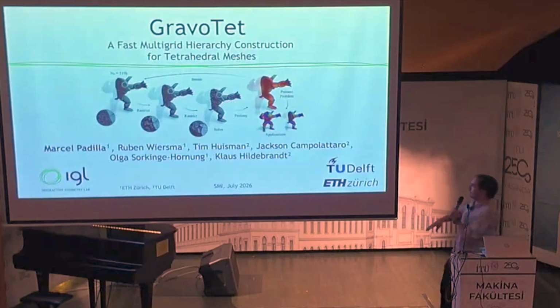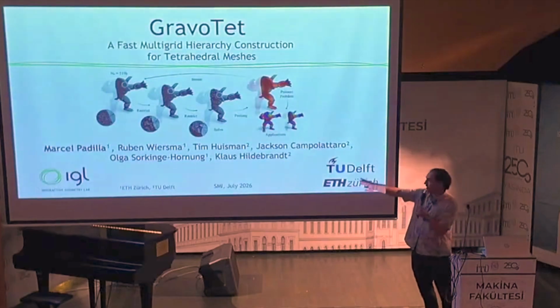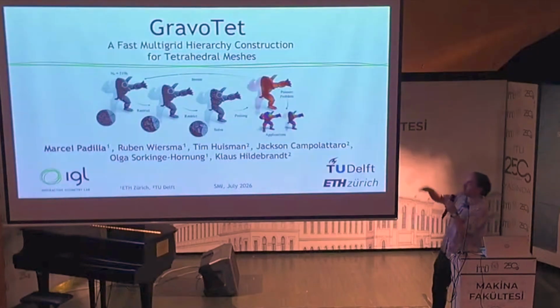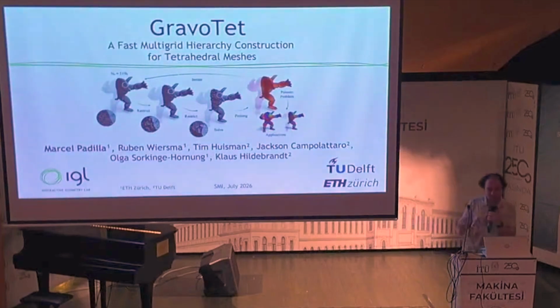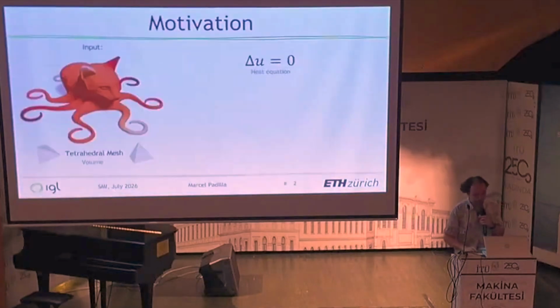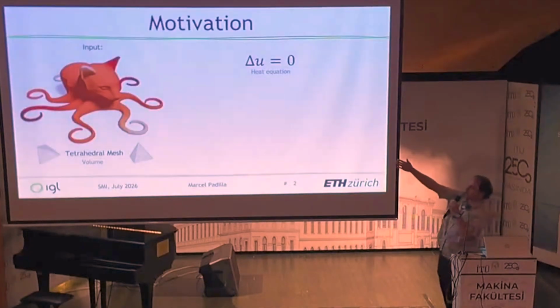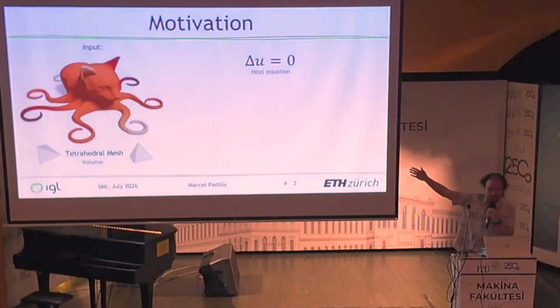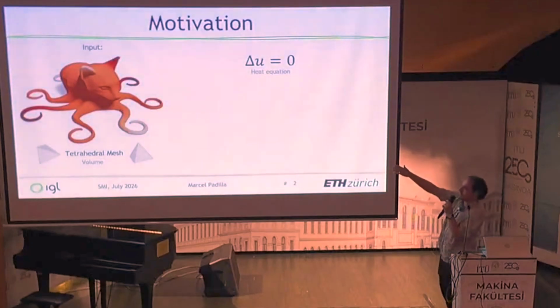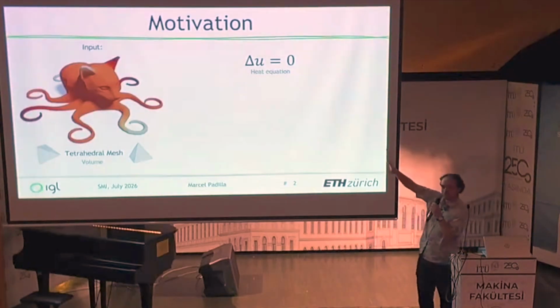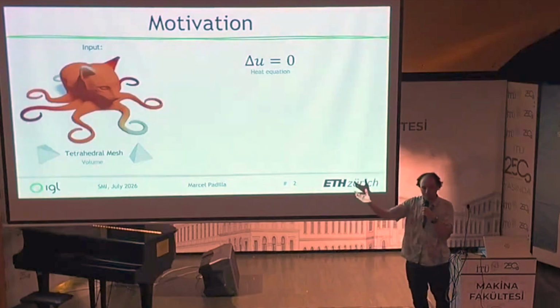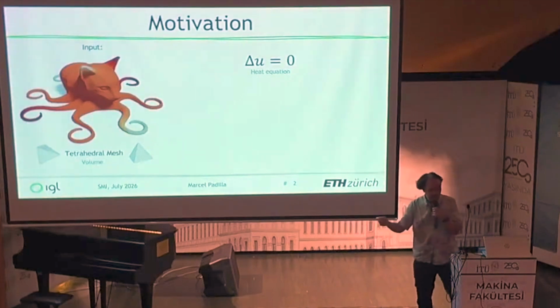This is a project that happened in collaboration between ETH Zurich and TU Delft, and it's called GravoTet, a fast multigrid hierarchy construction for tetrahedral meshes. Let's get right started. So we walk around Istanbul and we meet this octocat. And the first thing that comes to my mind is, can I tetrahedralize this and then solve a heat equation on it? So this cat is now not just a surface, it is a volume full of little tetrahedra.